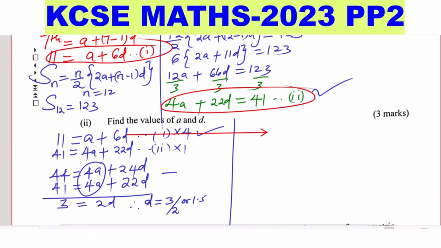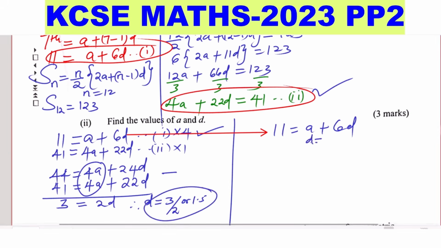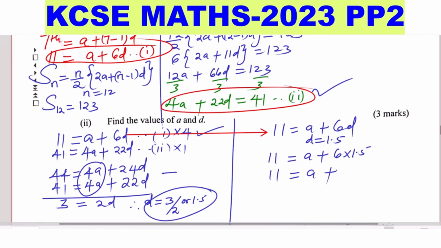I'll take 11 is equal to a plus 6d. I already have d. d is 1.5. So just substitute: 11 is equal to a plus 6 times 1.5. So this will give 11 is equal to a plus 9. So a is equal to 2. So you have d and you have a.